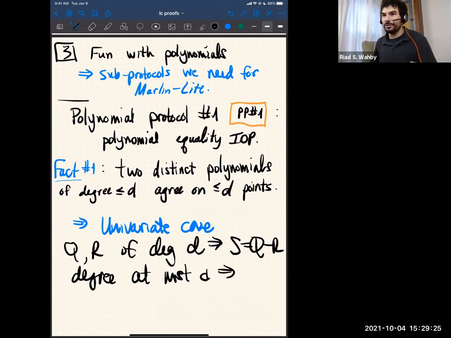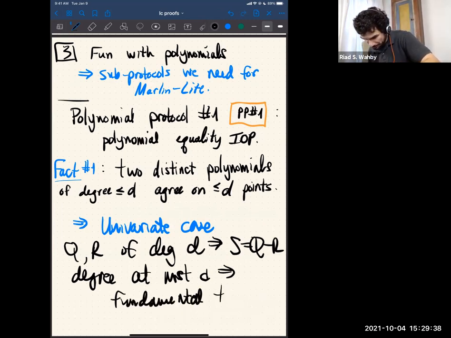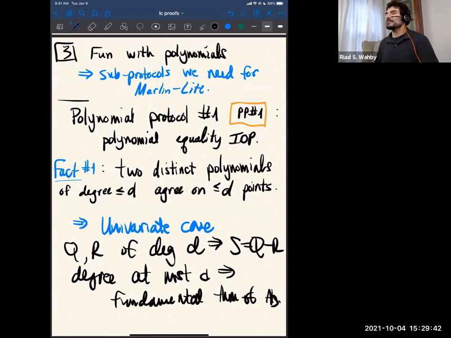And of course, by the fundamental theorem of algebra, this means it has at most D roots. So the difference can only be zero at most D points. And for the multivariate case, we have the Schwarz-Zippel lemma, which essentially extends this result to the multivariate case. So you go via the fundamental theorem of algebra for univariate or via Schwarz-Zippel for multivariate. But the argument is roughly the same.